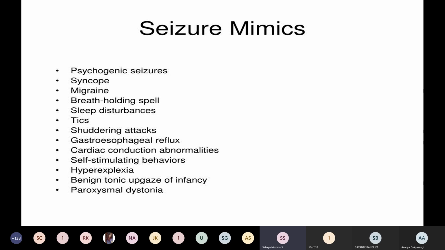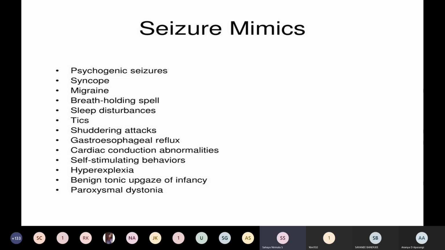Coming to breath holding spell, which is again a very common presentation which we see in the pediatric age group. What happens in a breath holding spell is there is a trigger, like the child has pain, or the child is adamant about something, or something was taken away from the child. The child starts crying excessively, then starts holding the breath, and then can either become cyanosed or sometimes they can develop a seizure.